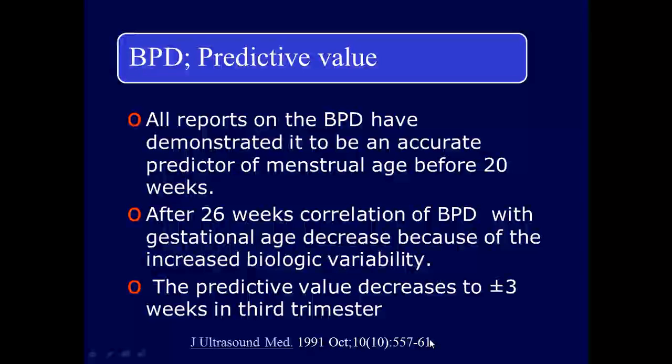All reports on the BPD have demonstrated it to be an accurate predictor of gestational age before 20 weeks. For example, Hadlock demonstrated the variability to be plus or minus 1 week, or 2 standard deviations, in a population of 1,771 patients seen between 14 to 20 weeks. After 26 weeks, the correlation of biparietal diameter with gestational age decreased because of biological variability. The predictive value decreased to plus or minus 3 weeks in the third trimester.